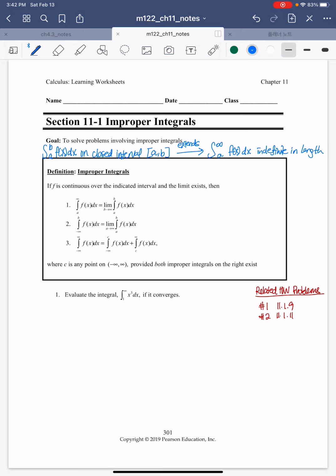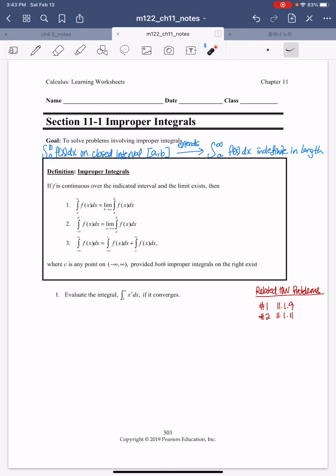Okay, so we have three theorems, three definitions. The first case is going from a to infinity. You cannot really pick a number to plug in for infinity, like what we did here, where we plug in a and b. Since we cannot pick a number for infinity, we take a limit, because a limit means we are taking the value to the very end. So we rewrite this infinity as some given value b, where b approaches infinity.